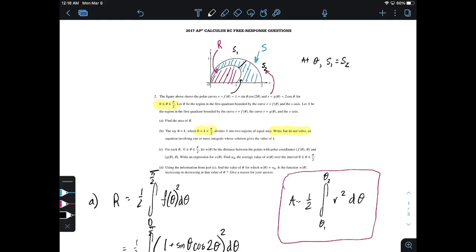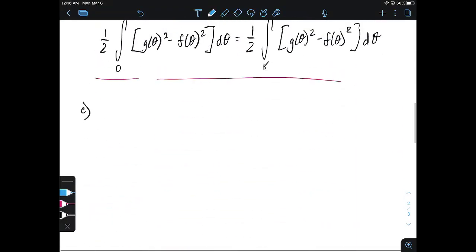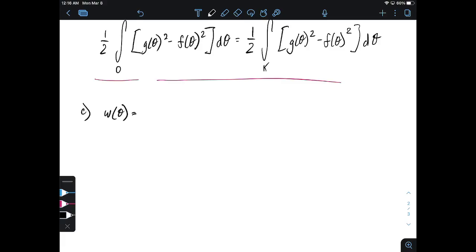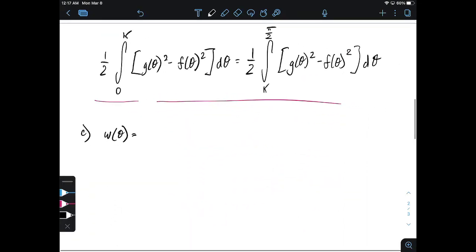So for this one, it's not too complex once you figure out w theta, and it's the distance between two points with the polar coordinates, as we see. So simply what we're going to do, think about it this way. Let's say we're at an angle theta, which essentially means right here. So this will be f of theta, and this will be g of theta. And what we can do, I'll write down here, w of theta is equal to, and we know that g of theta is the outside curve. We'll say w theta is equal to g of theta minus f of theta.